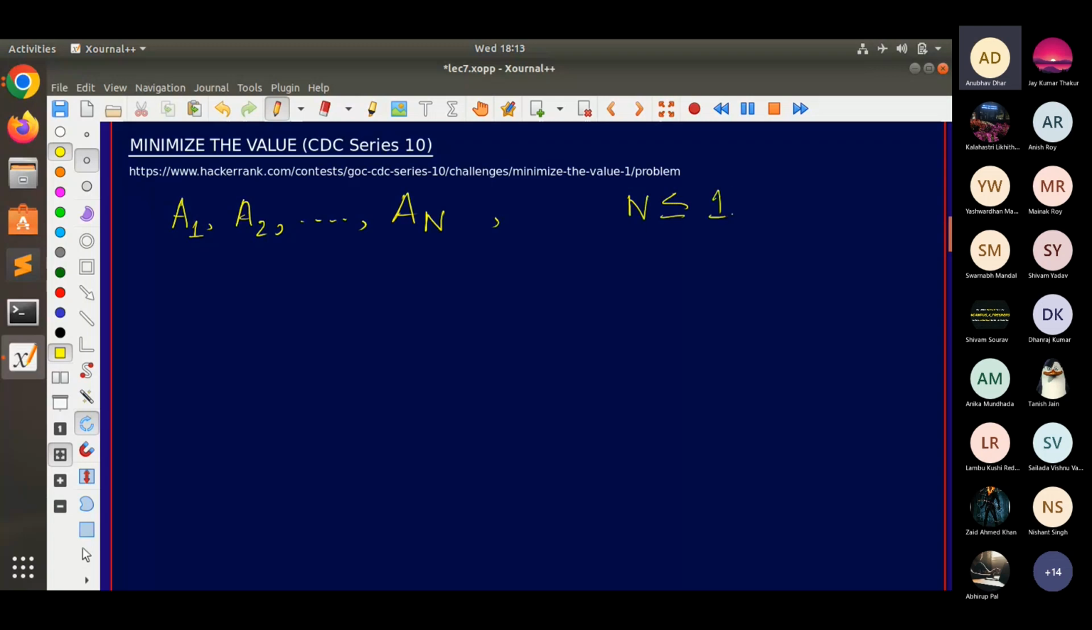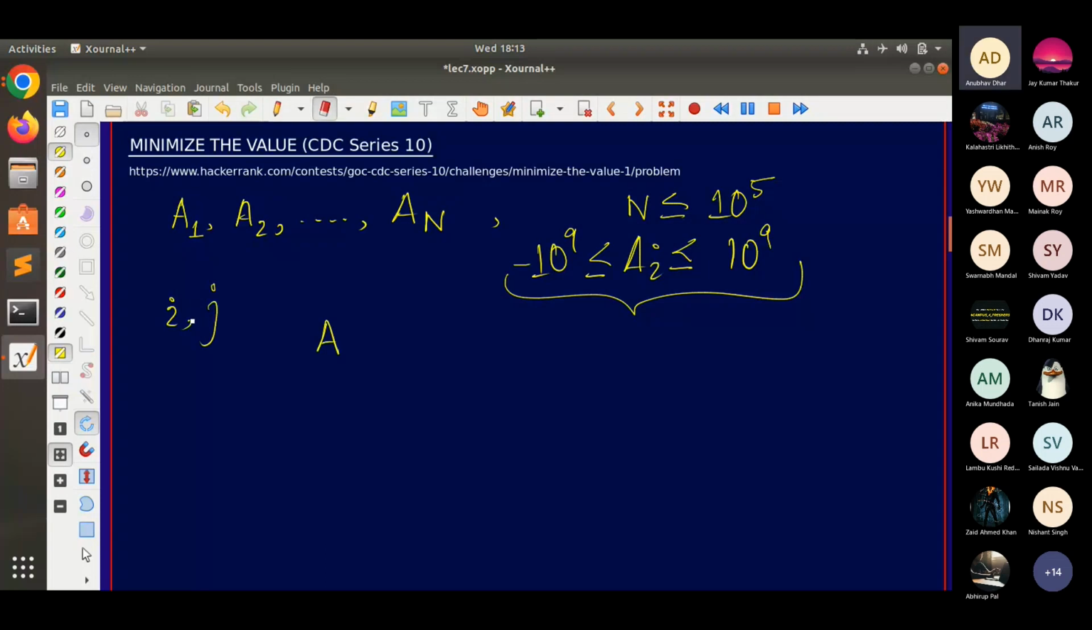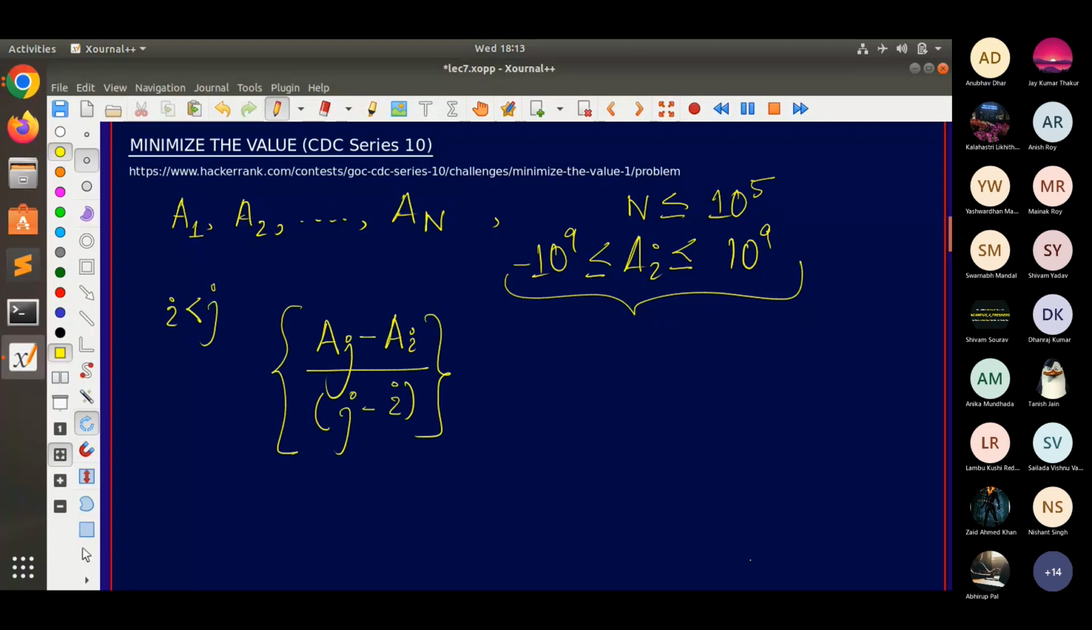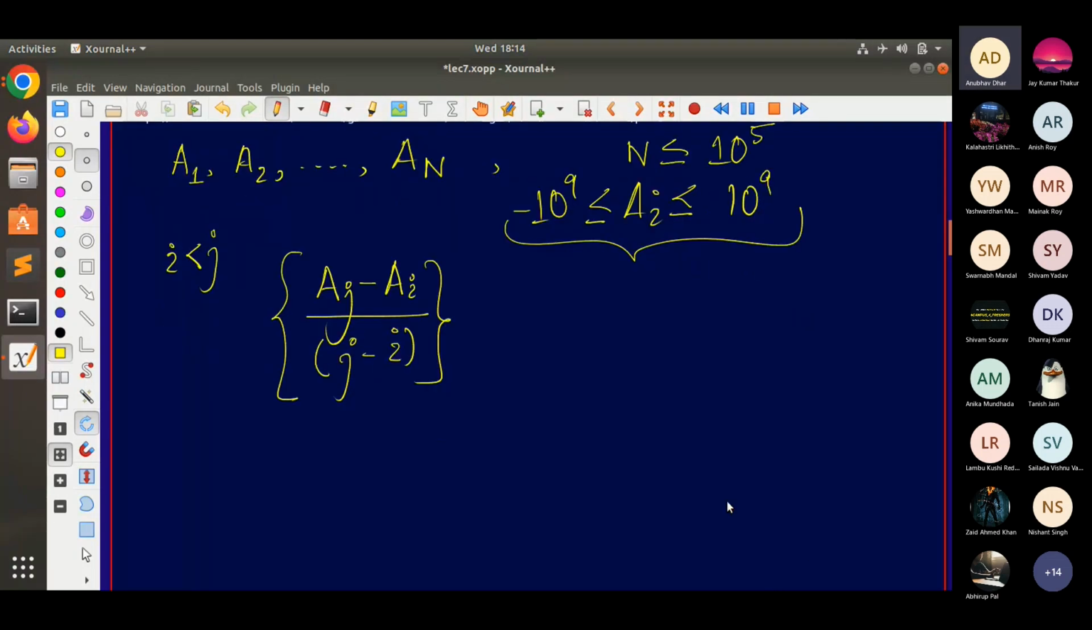is less than or equal to 10 to the 5, and the AIs are large. Now you need to find two indices i and j such that i is not equal to j, or more specifically, i is less than j, such that (aj minus ai) divided by (j minus i) is minimum among all possible pairs i, j. So is the problem clear? Okay, I hope so.